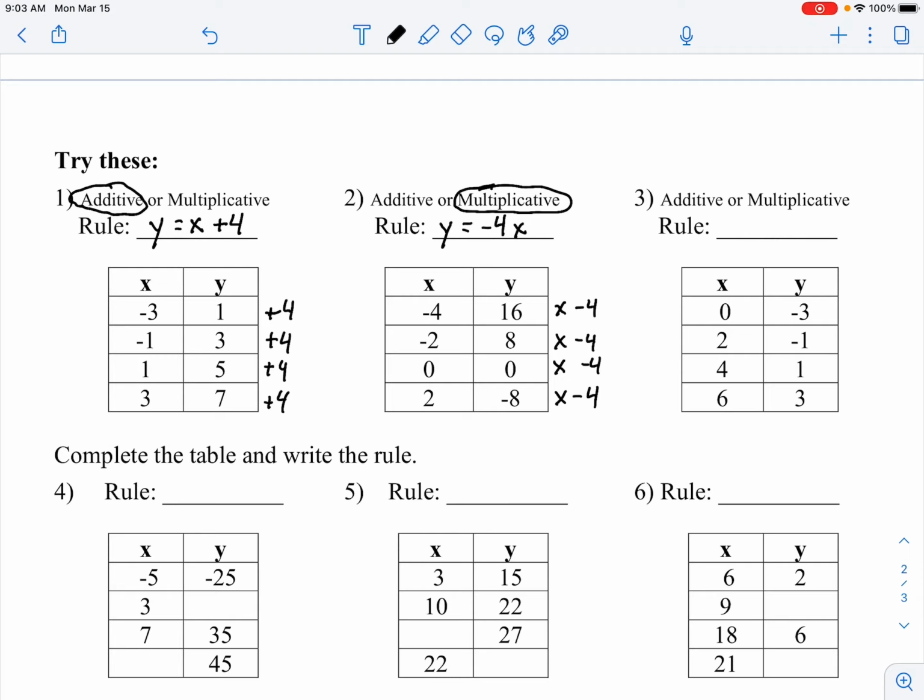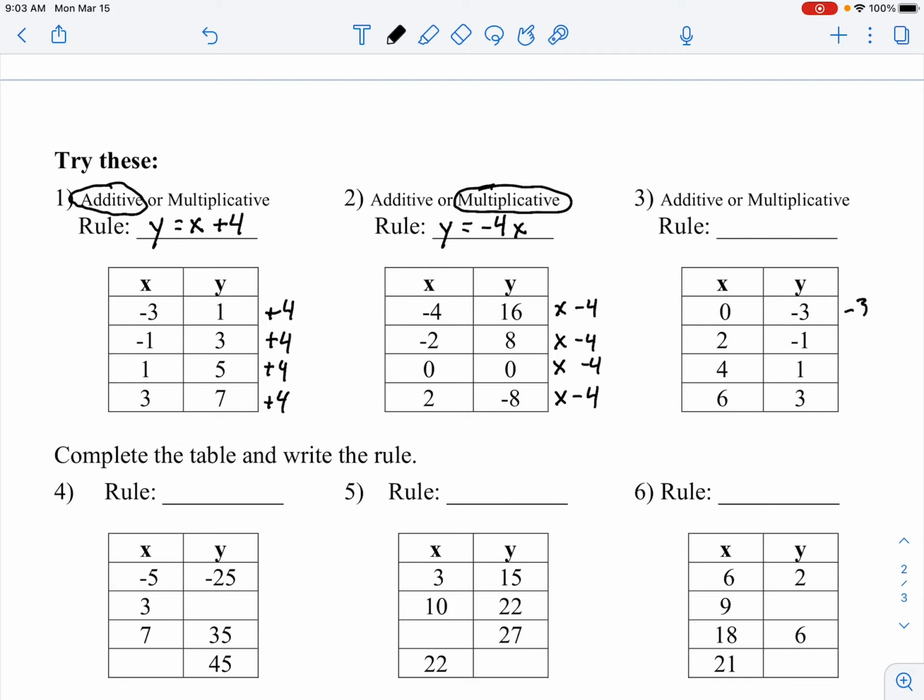All right, and finally, well, we can't multiply to get from 0 to -3. That's impossible because multiplying by 0 would be 0. So we know right away that this cannot be multiplicative. But let's see what the additive is.